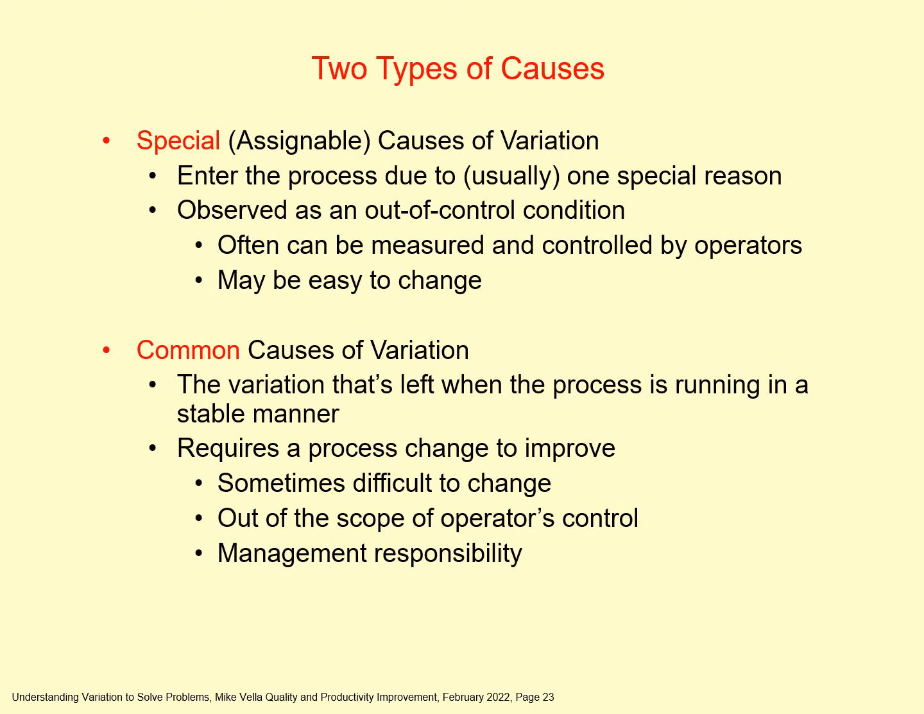So we talked about a minute ago special cause and common cause variation. Special cause variation is variation that enters the process due to some special reason. It says here one, perhaps two, but typically there's one reason. It's observed as an out of control condition, and we must be paying great attention to this. It can often be measured and controlled by operators and may be easy to change.